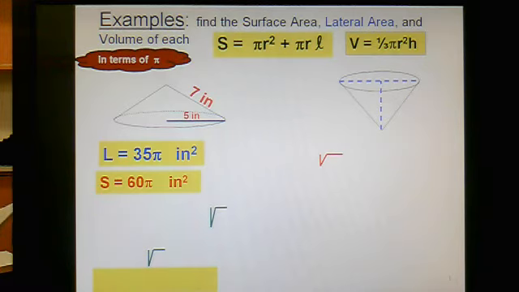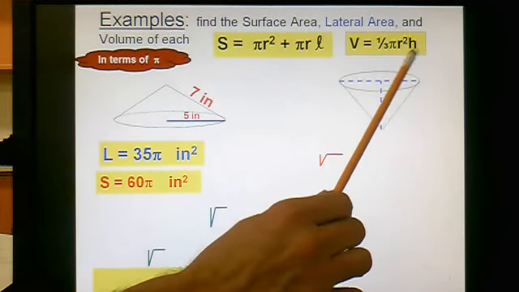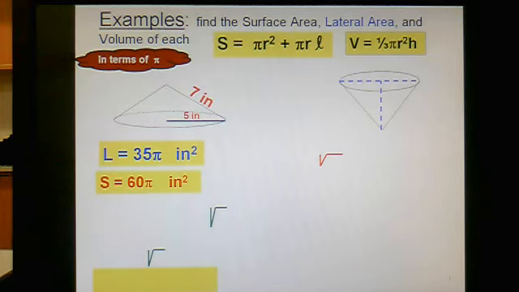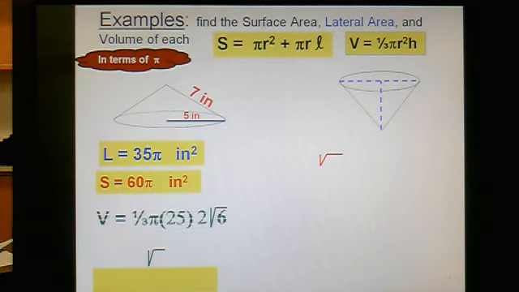It's something pretty simple because it's just plug and chug for what's given on there. For that one, it's a little tougher to find because you have to find the height. And again, if you don't know the height, it's just like we did in the past. You have to use the Pythagorean theorem. So h squared plus 5 squared equals 7 squared. I believe you get, and I did this one in radical form, 2 rad 6 for the height.